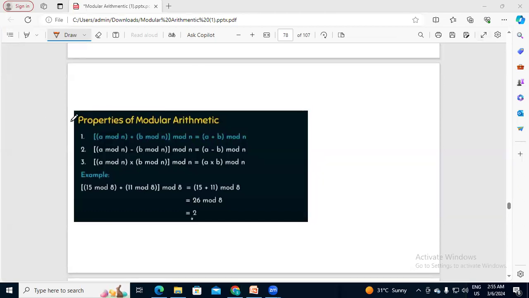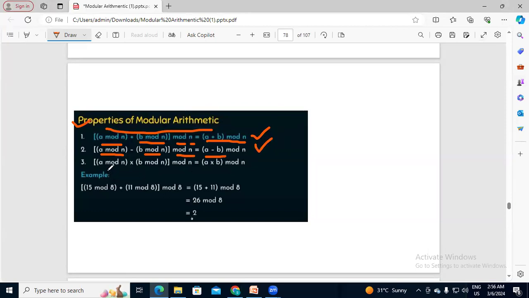So now the next topic is properties of modular arithmetic, which one should know. So (A mod n plus B mod n) whole mod n can be written as (A plus B) mod n. Then (A mod n minus B mod n) whole mod n can be written as (A minus B) mod n.